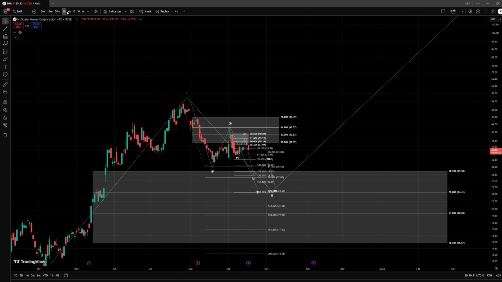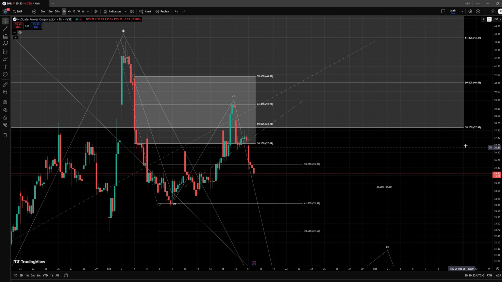And for now, there really isn't much else to add. These are the levels, this is the trade setup.